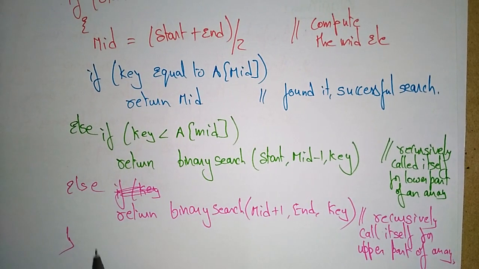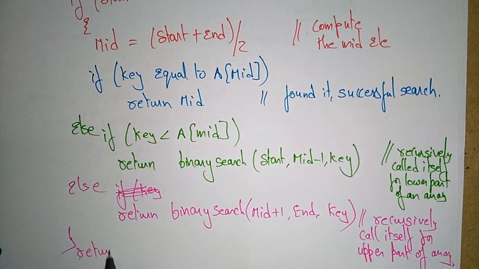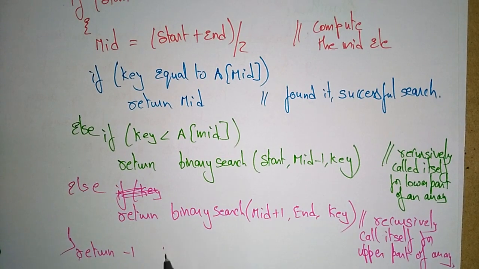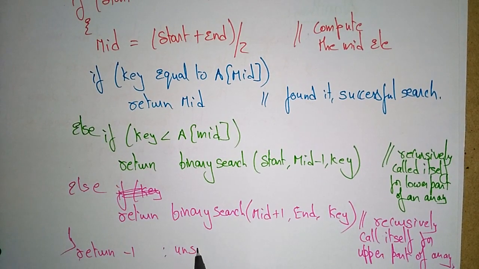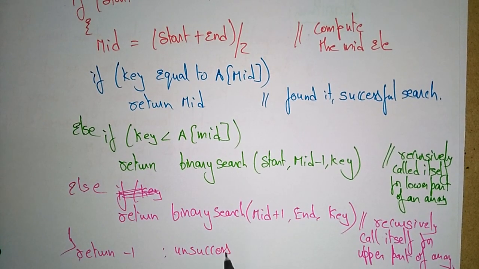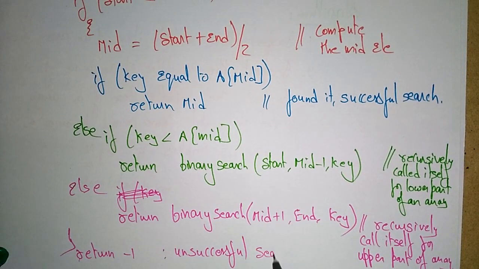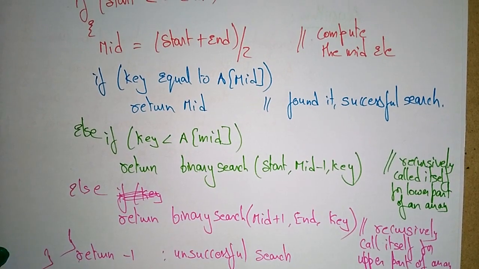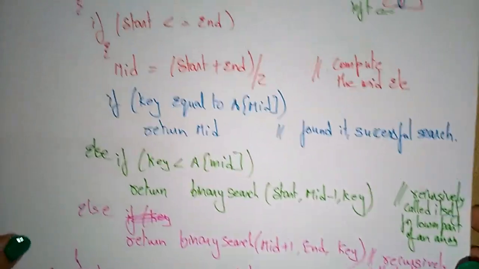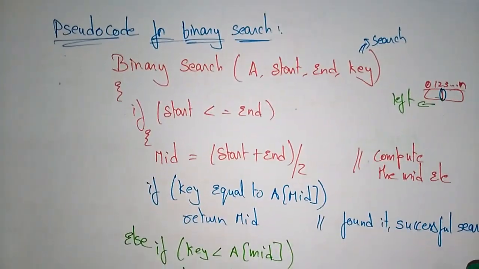Or else return -1. Return -1 is nothing but an unsuccessful search, meaning you didn't find the element in the array. Whatever element you want is not present in the array, so you call it an unsuccessful search. Close the binary search. So this is the pseudocode for binary search.